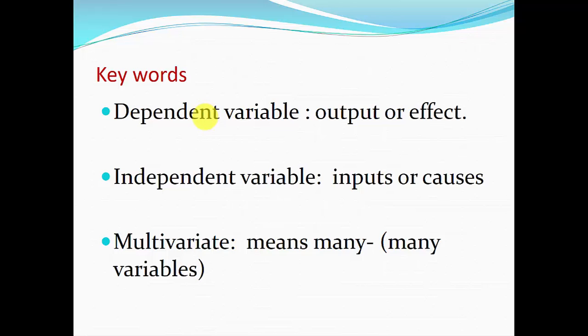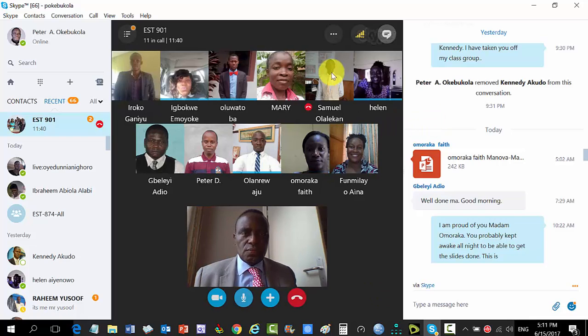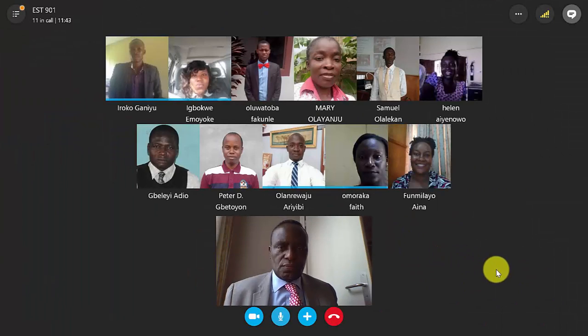Still on slide 3, we also have the independent variable. The independent variable represents the inputs or causes. They are the cause of the effect on the dependent variables. We can also call it the control, the manipulated, or the predictor variable. Now let's look at multivariate. Multivariate means many, that is, many variables. Reference is to the number of variables. Slide 4 shows advantages of MANOVA.